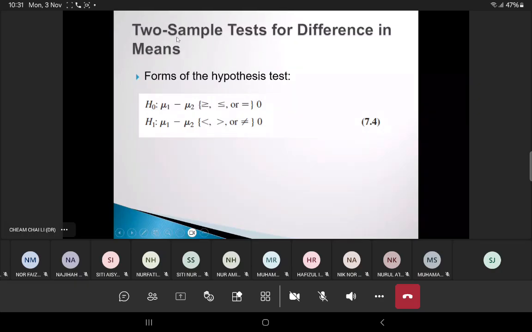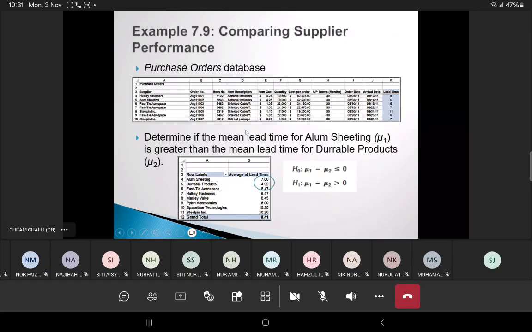Okay, this is two sample test kan. That means you need to have two means to compare. So two means di sini you can have mu1 minus mu2, whether it is greater than, less than, or not equal to 0. Kalau null hypothesis, mu1 minus mu2 is greater than or equal to, less than or equal to 0, right? Yang ni dah dia punya syarat. Okay, we'll look at the example later on.